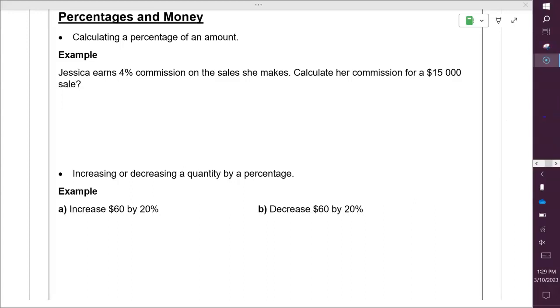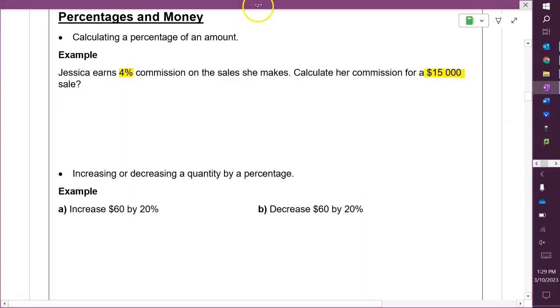This lesson we're looking at percentages of money, and the first one is on calculating a percentage of an amount. So Jessica earns 4% commission on the sales that she makes. Calculate her commission for a $15,000 sale.